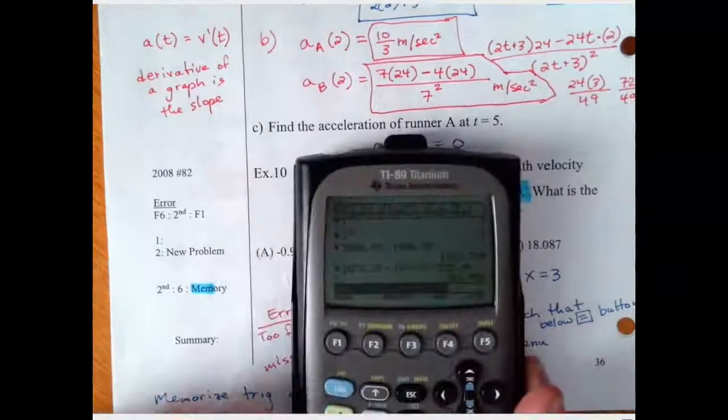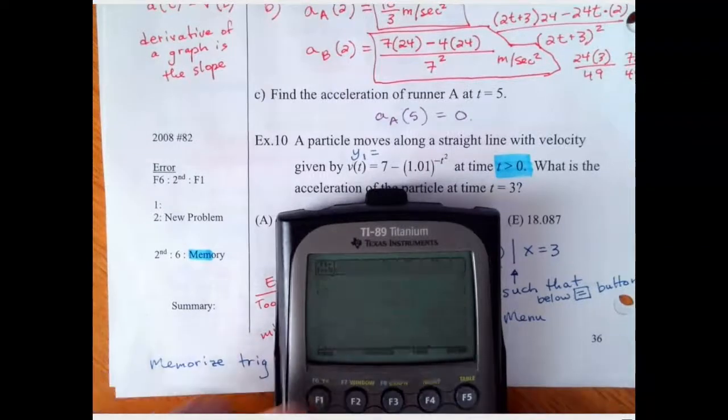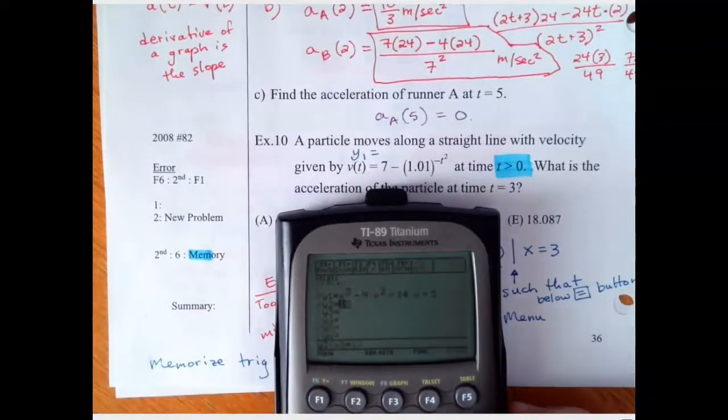Okay, so turn our calculator on, and let me see here. And I said I would go to y equals, and I'm going to clear those out, and we're going to type in 7 minus parenthesis 1.01 parenthesis raised to the negative. So the negative is down on the bottom. It's not the subtraction. You have to use the one next to the decimal. To the negative x squared.